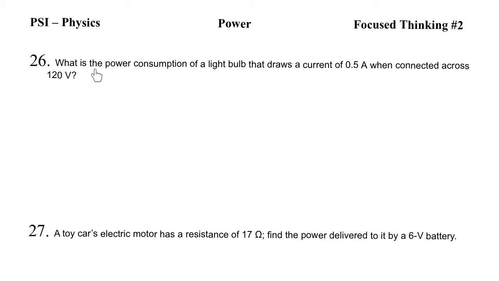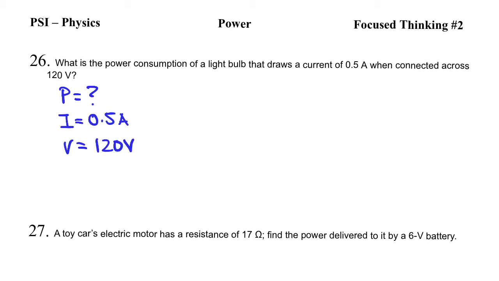So first thing is, what are we looking for? What is the power? So that makes P my question mark. And then it says we draw a current of 0.5 amps. So my current is 0.5 amps. And 120 V, well, that's my voltage, 120 volts.